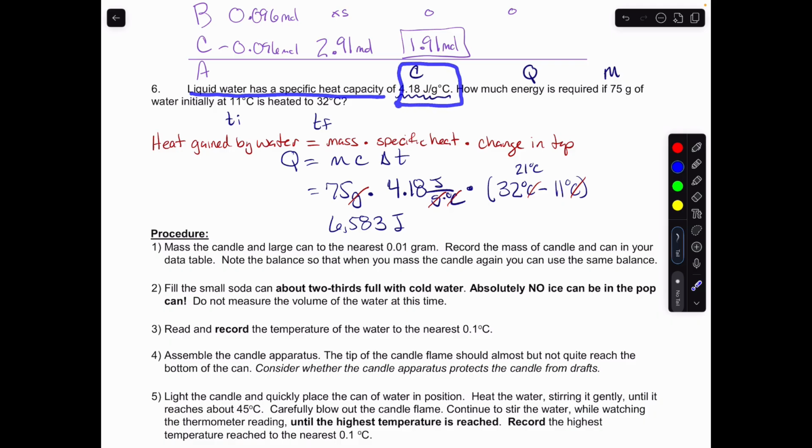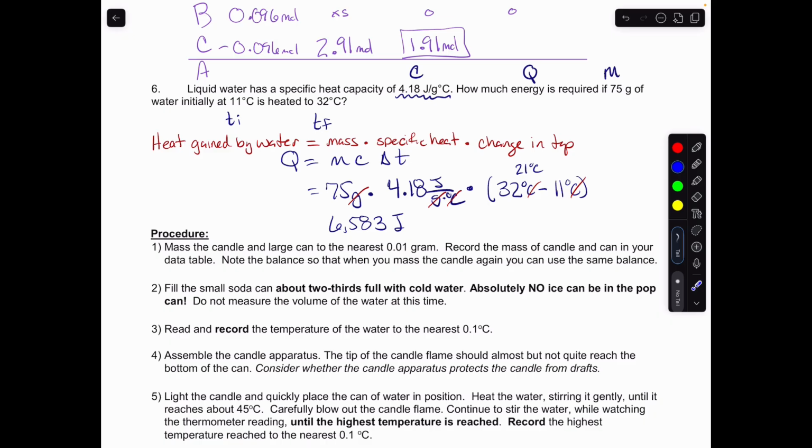Specific heat is a value that you should have learned about sophomore year. Its symbol is a lowercase c. It's the amount of joules of energy required to change the temperature of 1 gram of water by 1 degree Celsius. So how much energy does it take to heat water and change its temperature? And that number is a constant. It's 4.18. You could always look it up.